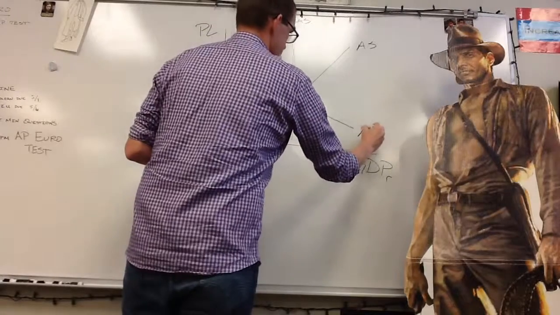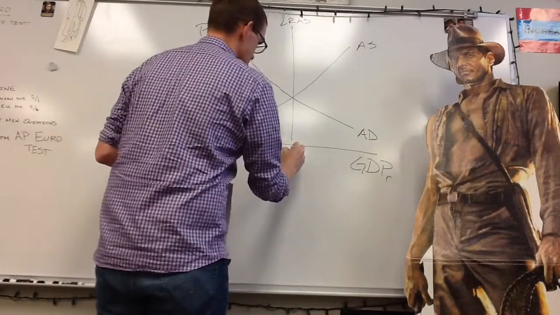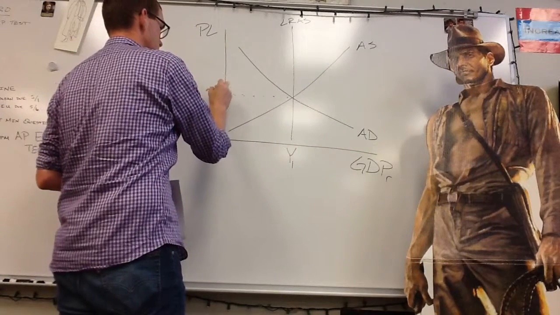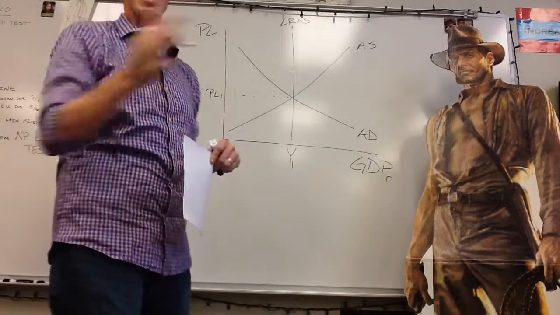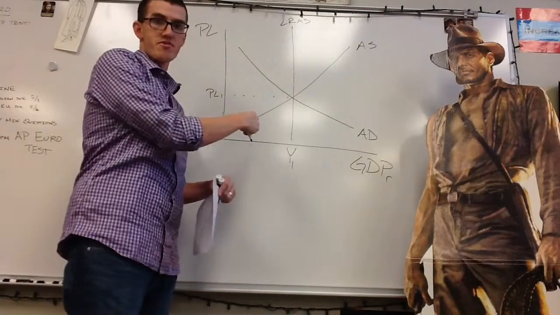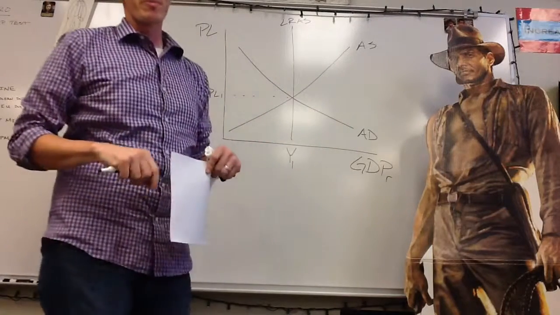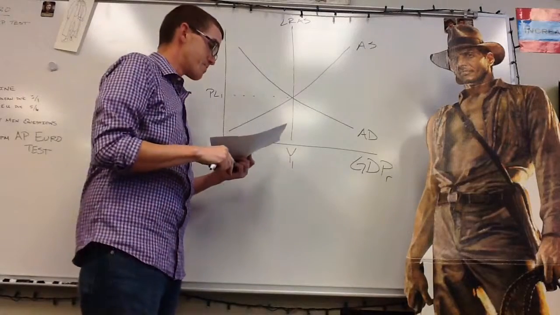All right, you have aggregate demand, downward slope, and we label that as Y1, and then come across and you have PL1. And that's A, that's it. It's 2 points, all right? One for drawing the graph, one for showing the correct equilibrium. Get your free points, all right?